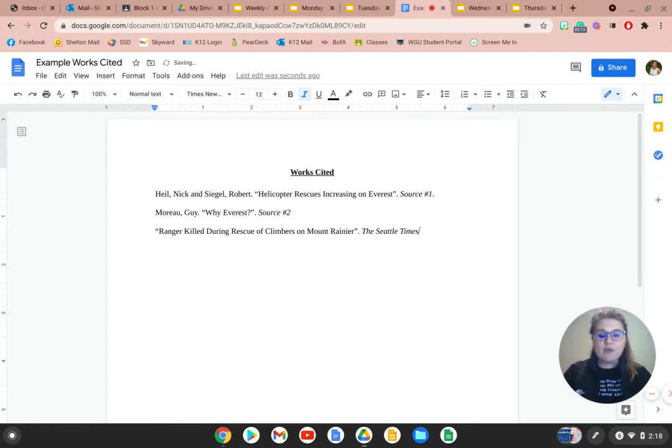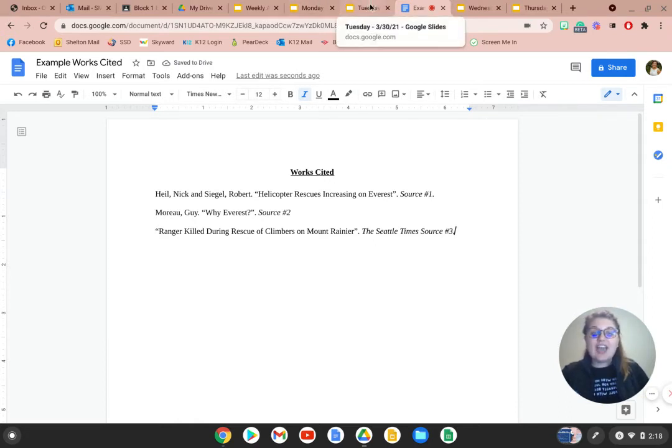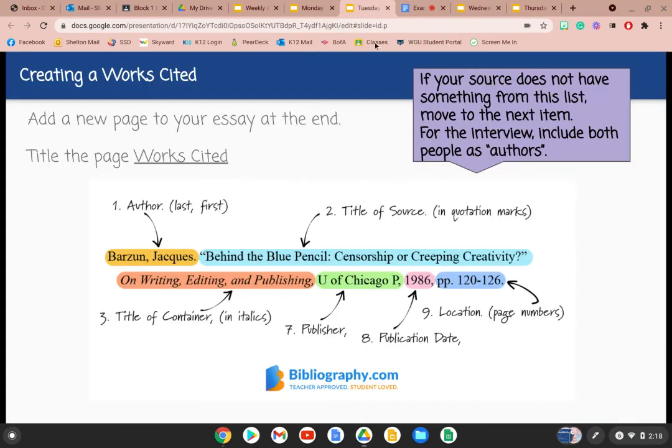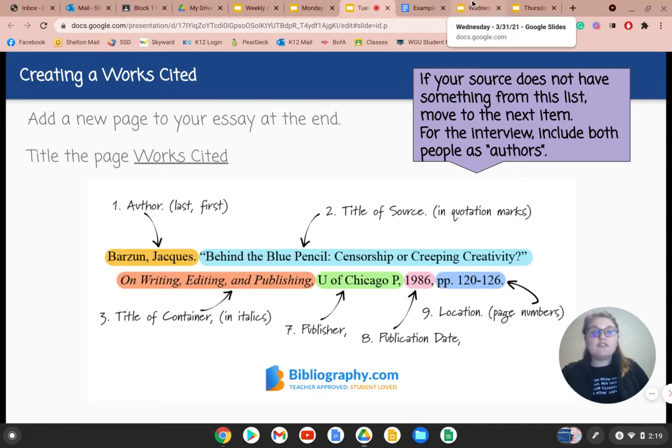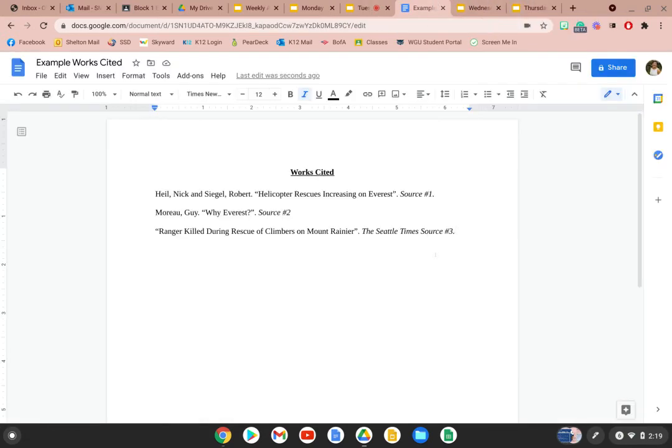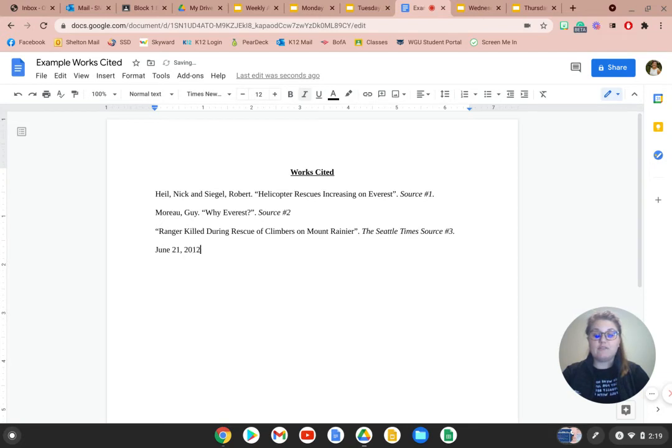And for our benefit, we're just going to put source number 3 afterwards, okay? And then this one actually has a date. So after this, let's see if we have any more information. No, we don't. Okay, so we're going to put the date, which is Thursday, June 21st, 2012. After this, not italicized anymore, we're going to put June 21st, 2012.